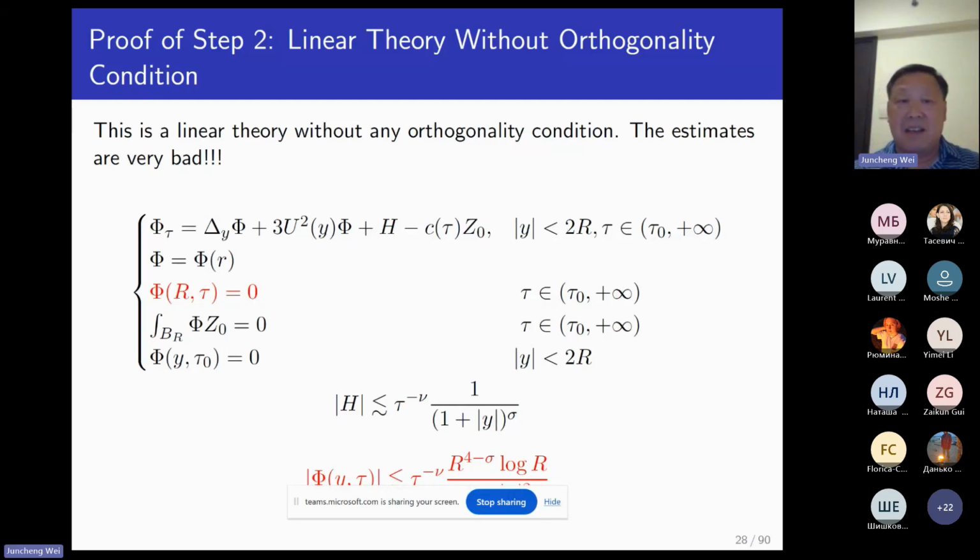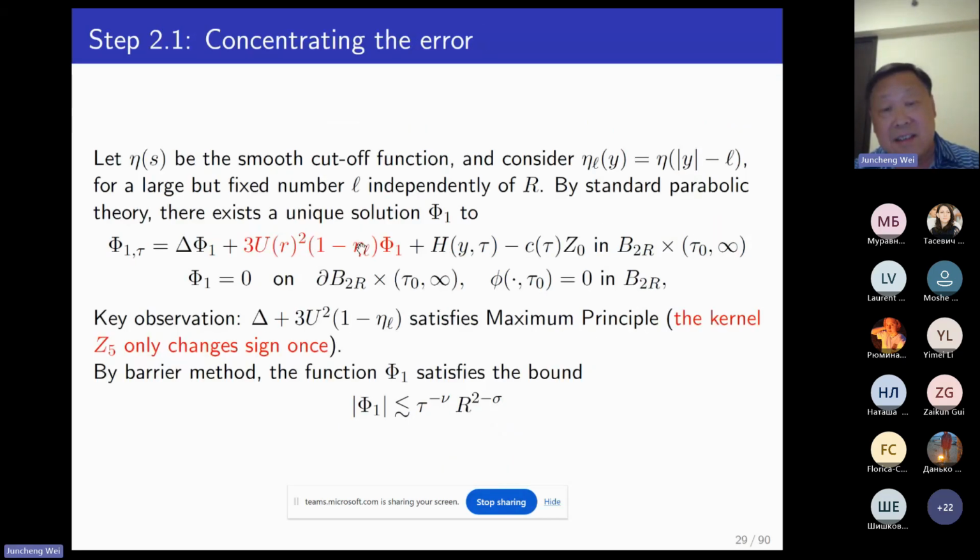And it changes sign. However, you only change the sign for y less than 1. For y greater than 1, the kernel here is strictly positive. So I just cut the part where Z5 is negative, and I solve this problem. This problem you can solve by the maximum principle because it satisfies the maximum principle. And so by barrier, you find a solution with a good decay.